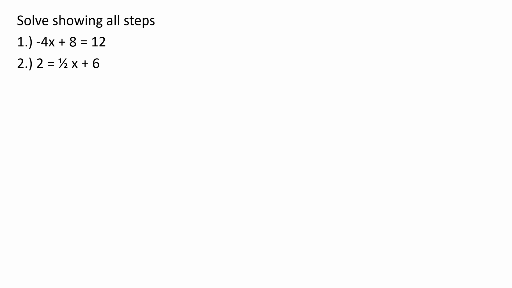So this first equation, we have negative 4x plus 8 is equal to 12. And if we look at the x, we see that there are two things being done to the x. If I were to plug a number in here to check the answer, the first thing I would do is multiply the negative 4 times whatever that number is. And then after I did that, I would add the 8. So when we go to solve this, we reverse that order of operation.